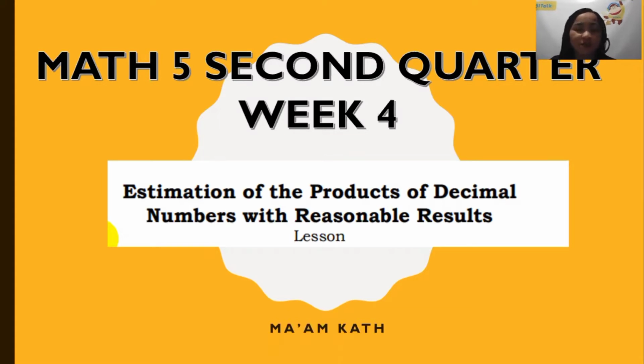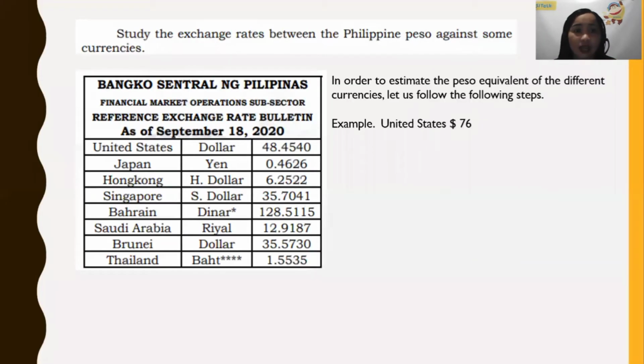So here, I will be discussing Math 5, Second Quarter, Week 4, and that is estimation of the products of decimal numbers with reasonable result. Now, let's proceed to the next slide. Here, I will be discussing the example on your module, and that is all about the exchange rate. So here, let's study the exchange rates between Philippine peso against some currency.